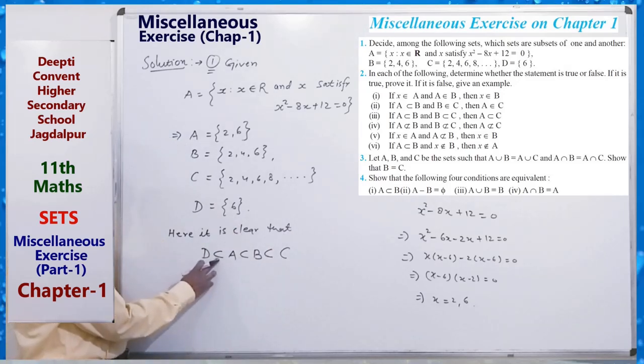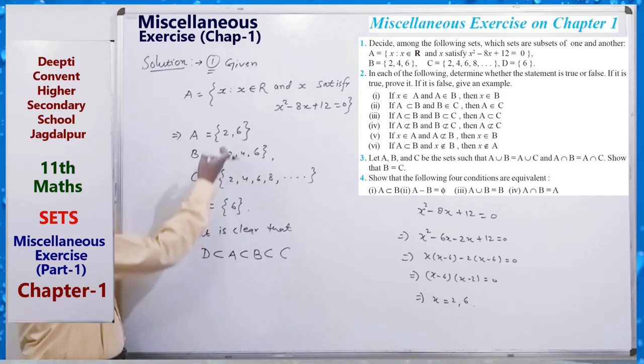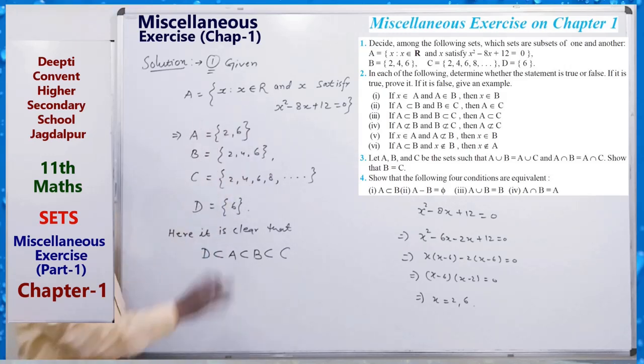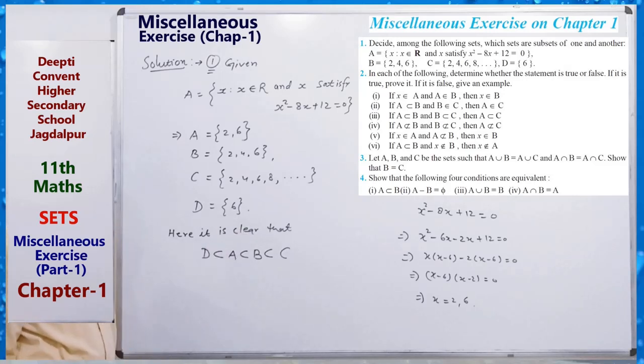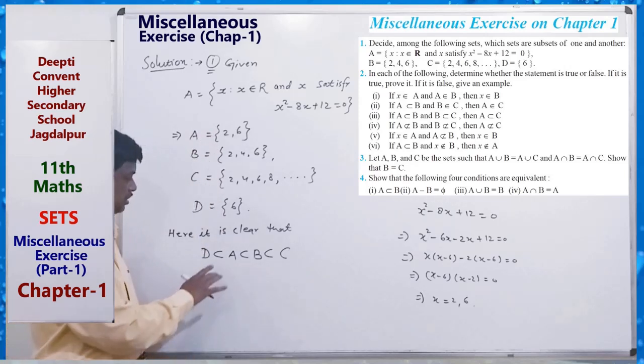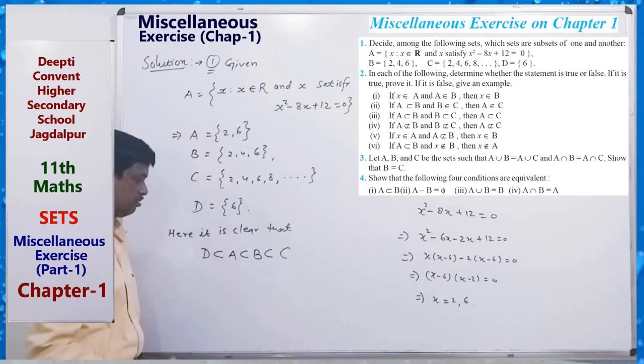We are using this notation because we see that here is one element, here two elements, here three, and here infinite elements. Because we know about sets, we can use this symbol for subset.